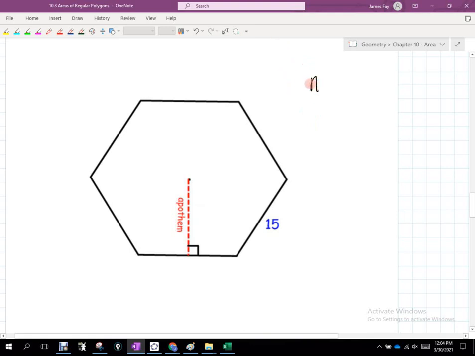But I'm going to fill in my formula, 1/2 AP. Okay? And I'm going to write down the things I know. Do I know directly from this image what the apothem is? Nope. Do I know what the perimeter is?